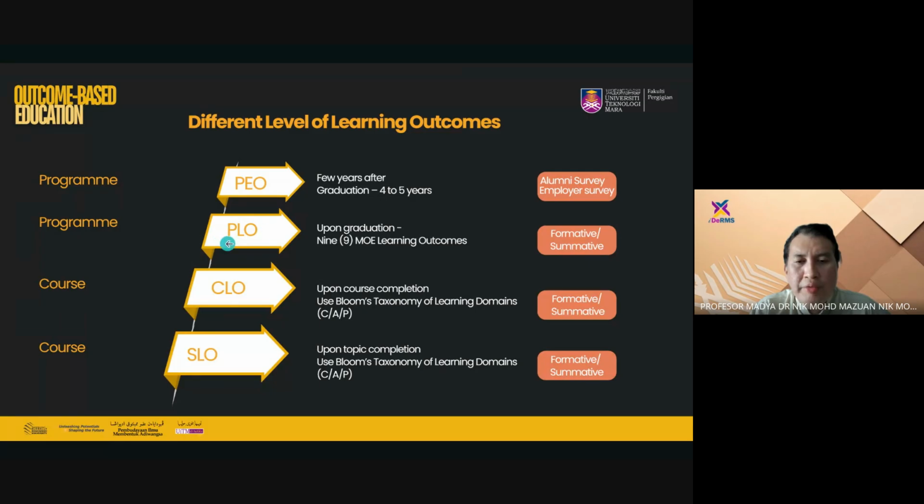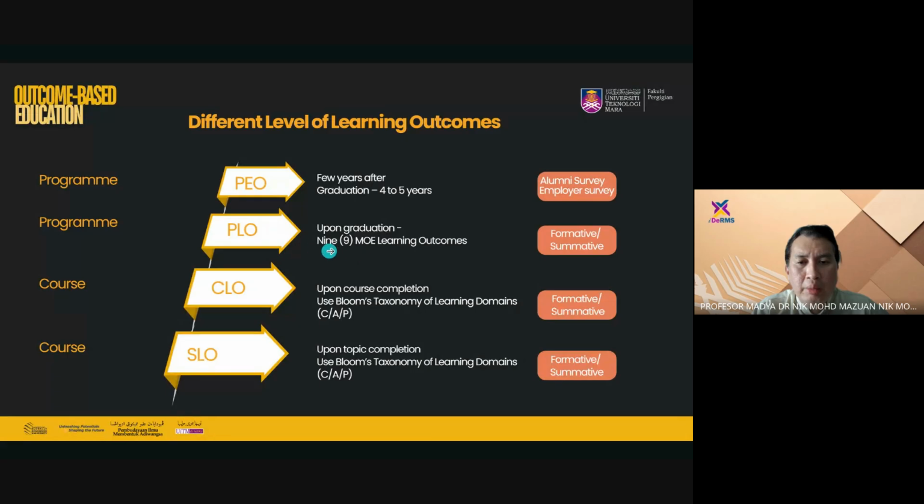Most of you have heard of PLO if you are doing documentation for accreditation. This PLO is set by certain criteria. For us, it is set by our program standard, even for BDS, for diploma, for the Doctor in programs. All of these programs have PEO and PLO.